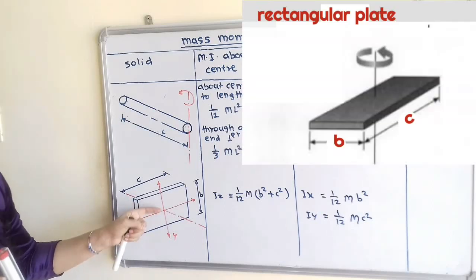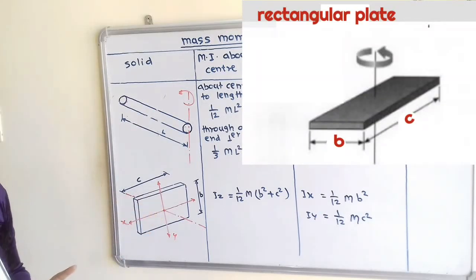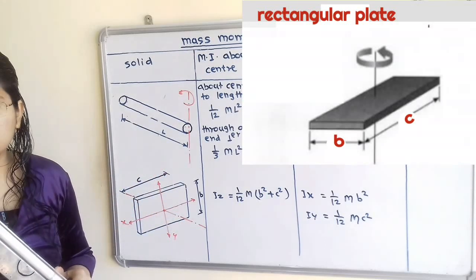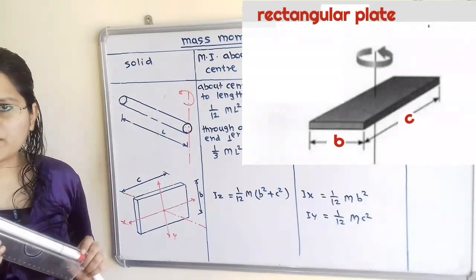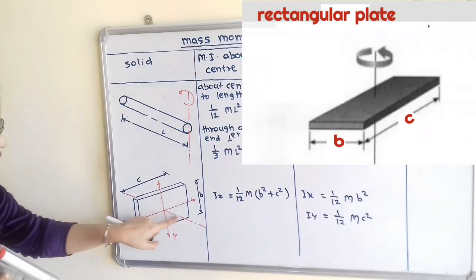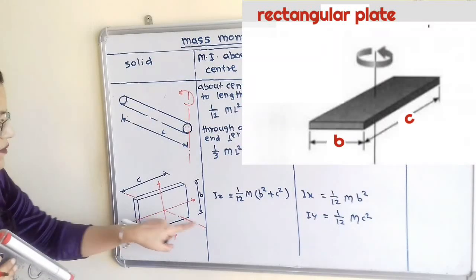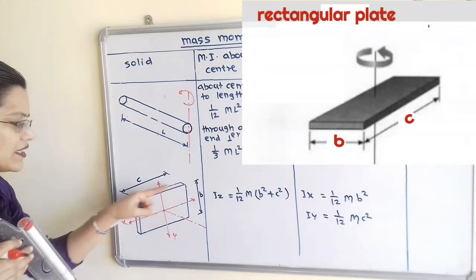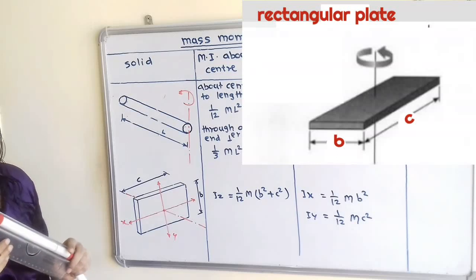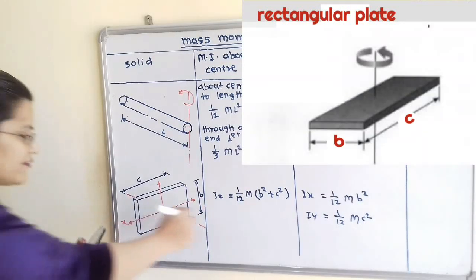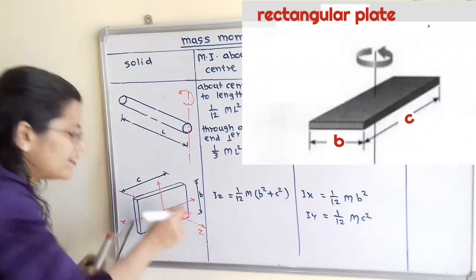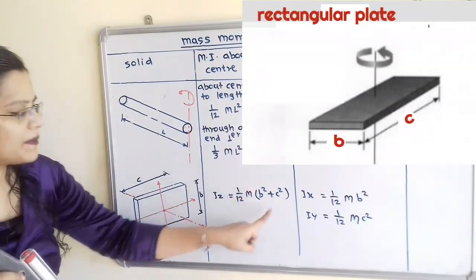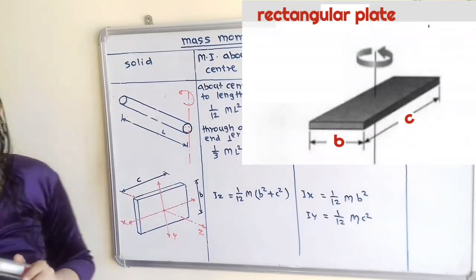Now if I take the axis which is passing through the center and is perpendicular to the surface of the plate, then what is the moment of inertia? I have shown it here with dash and dot. It is passing through the center, but this axis is perpendicular, or normal, to the surface of the plate. If I say this axis is Z, then Iz is equal to 1 by 12 M times the bracket B square plus C square.